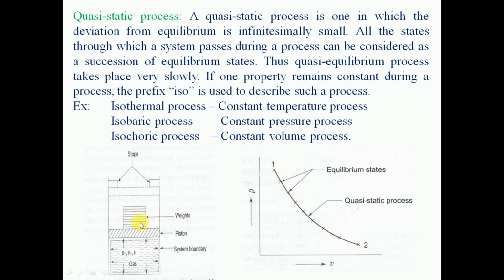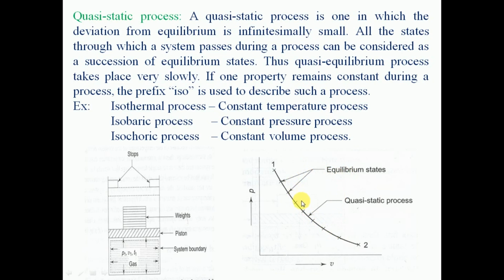If this weight is divided into a number of small weights and removed one by one, then the piston moves infinitely slowly. State 1 and state 2 are equilibrium states, and the intermediate states, after removing each weight, are also in equilibrium. That is the process that is taking place.